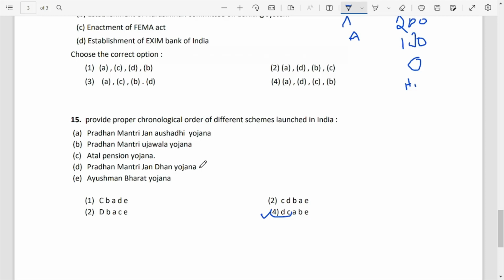This was launched in 2015, 9th of May 2015. And then Pradhan Mantri Jan Aushadhi Yojana. And after that, Pradhan Mantri Ujjwala Yojana launched in 2016. And then after that, the last one is Ayushman Bharat Yojana launched in 2018. So D is first, then C, then A, then B, and E. So D, C, A, B, and E. So 4 is the correct option.